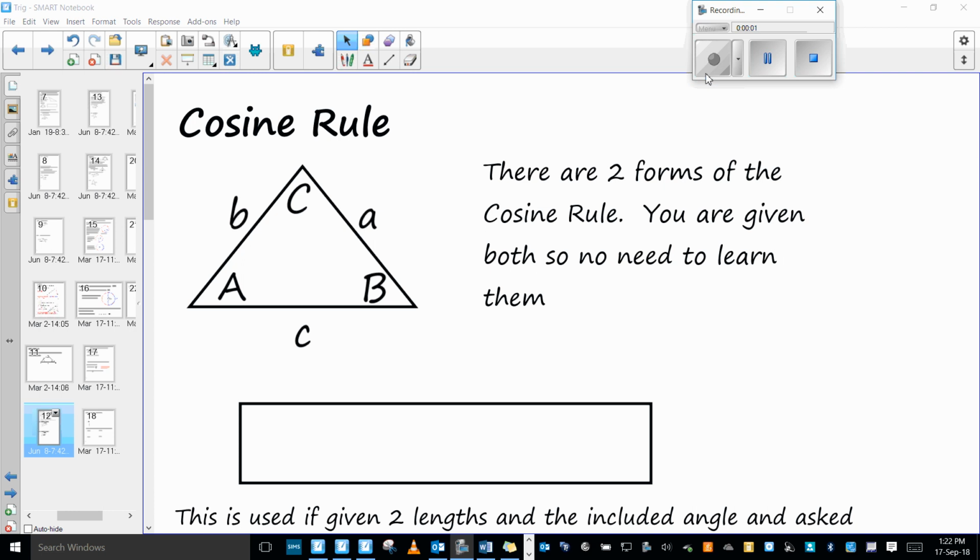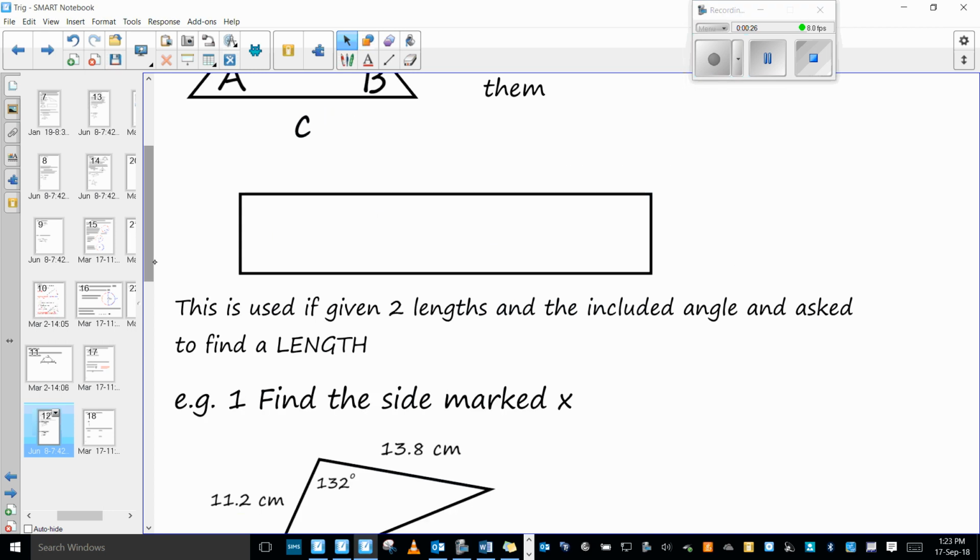So we've done the sine rule, we've looked at the ambiguous case, we're now on to the cosine rule. Again, you've learned this before, but it's a recap for you. There are two forms of the cosine rule given. Okay, you get given them both, so you don't need to learn either of them. You may or may not have remembered from GCSE you only were given one version, but the IB they give you both.